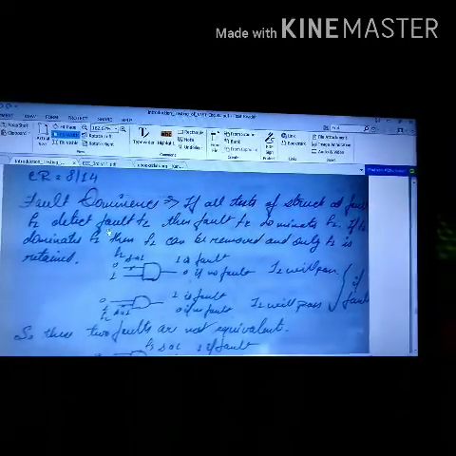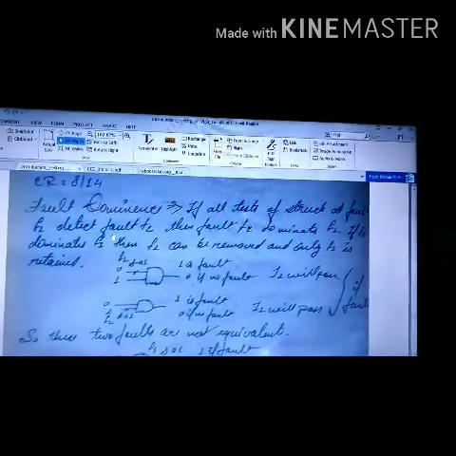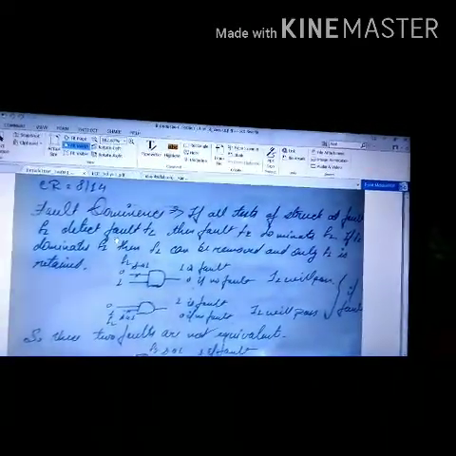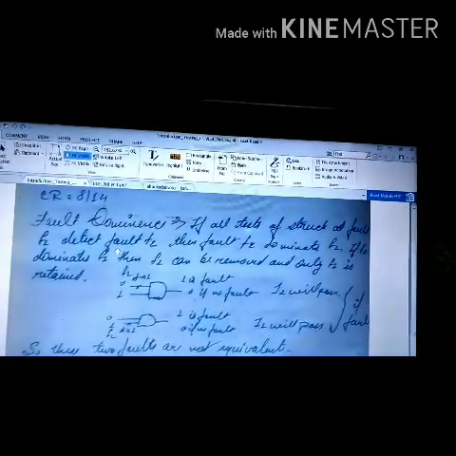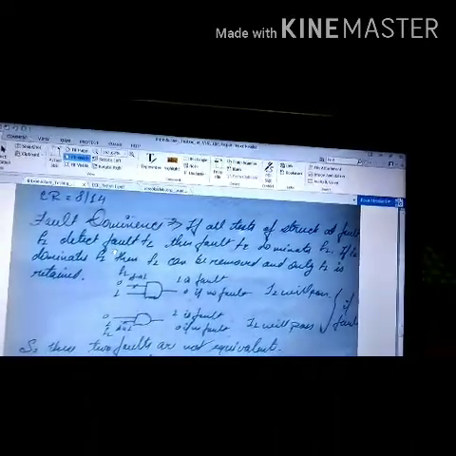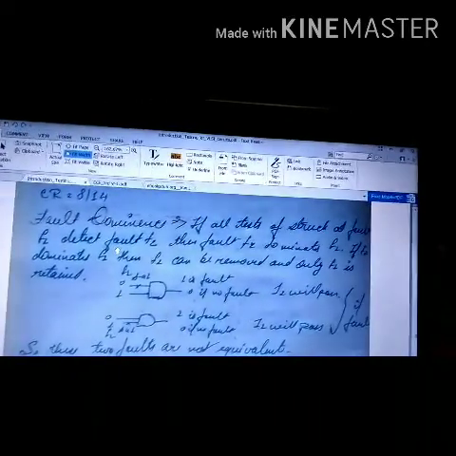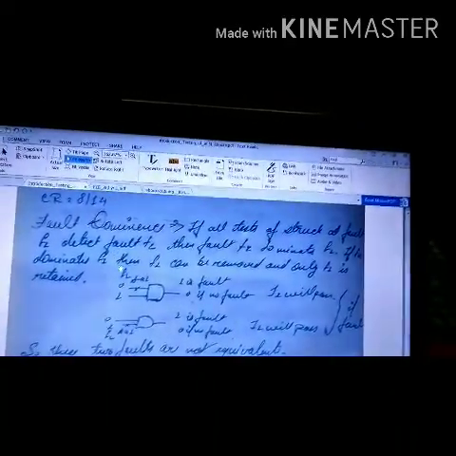According to fault dominance, if all the tests of a stuck-at fault, maybe stuck at 1 or 0, for F1 detect the fault F2, then fault F2 dominates fault F1. Now if F2 dominates F1, then F2 can be removed and only F1 can be retained. Okay, what does it mean?